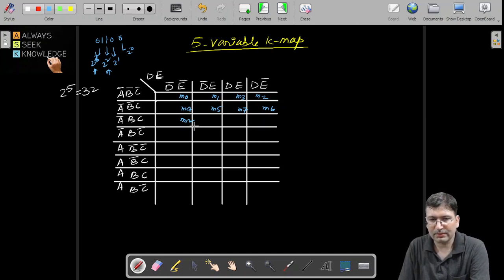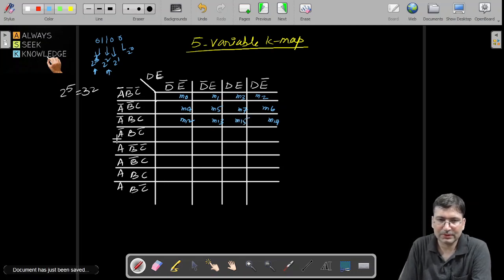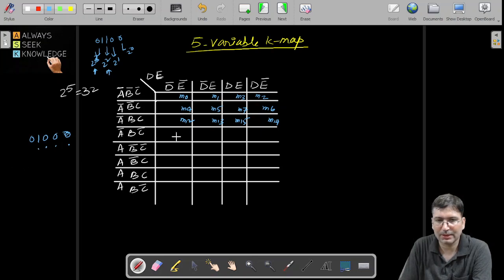Now if it is M12, then this will be 13, this is 14, and this is 15. Now this place is 0 1 0, here it is 0 0, right? So it is 8 actually. This is 2 to the power 0, 2 to the power 1, 2 to the power 2, 2 to the power 3, that is 8. So M8 is here. If this is 8, this will be 9, right? This is 10, and this is 11.